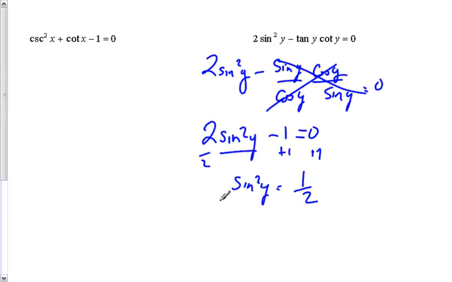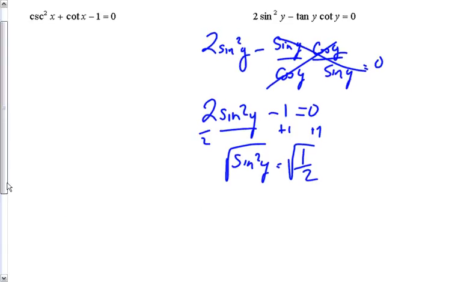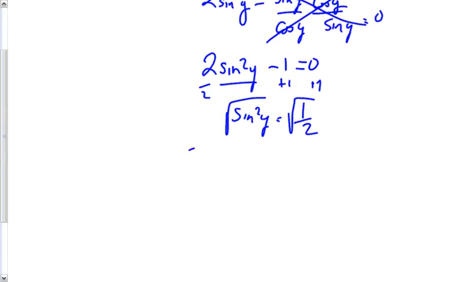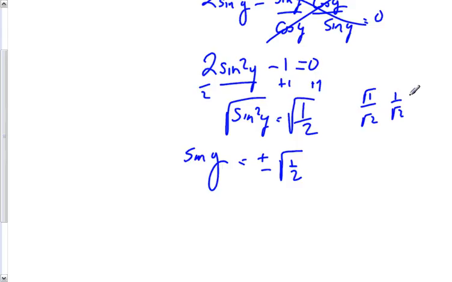Now, I'm not even close to done because I've got to take the square root. If we remember, sine squared will turn into just sine of y. However, I have plus or minus this square root. Square root of 1 over 2. Remember, this is radical 1 over radical 2, which is 1 over radical 2, which rationalizes to radical 2 over 2. So sine of y equals plus or minus radical 2 over 2.